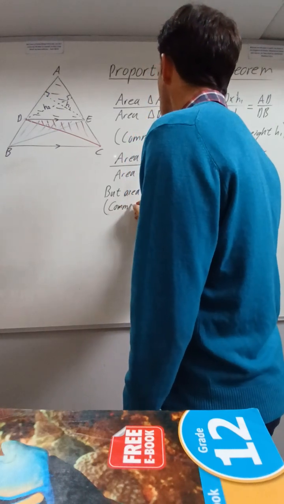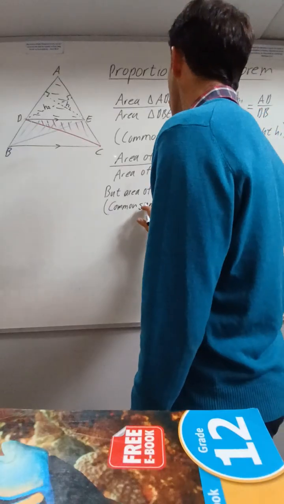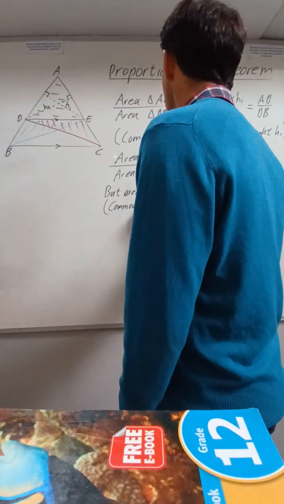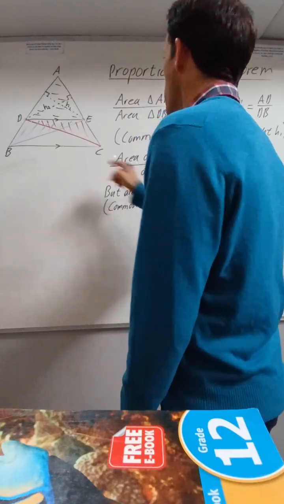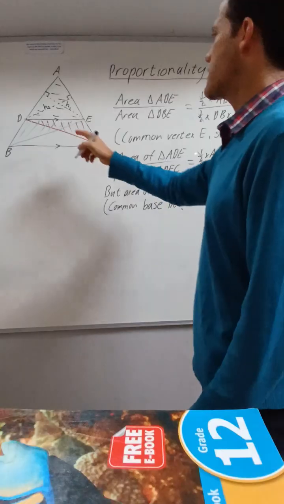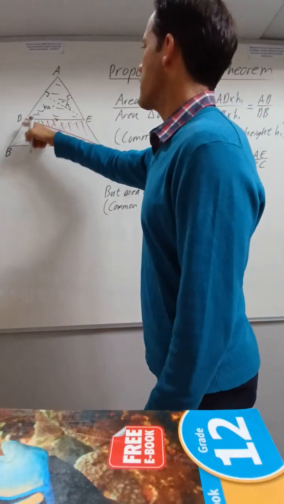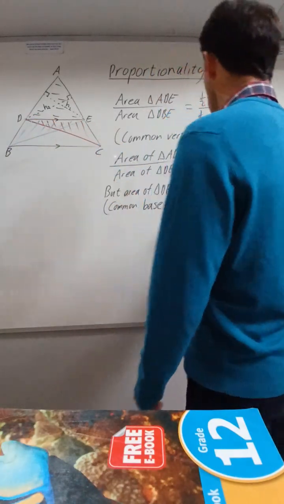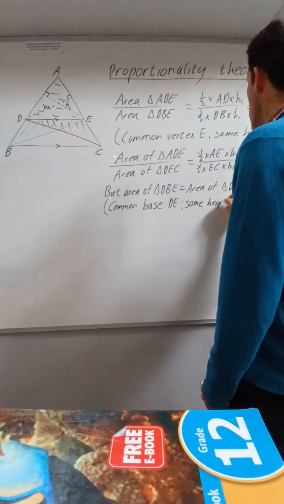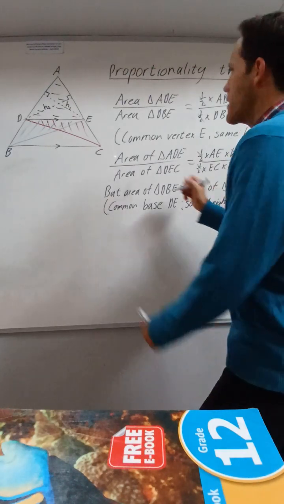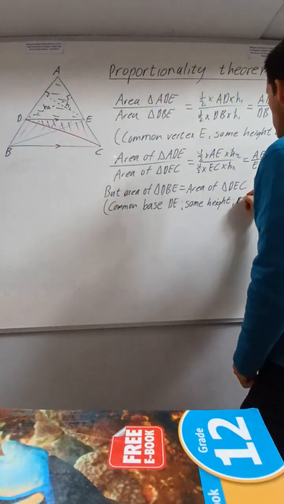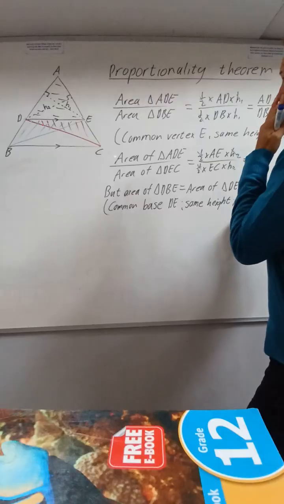Common base. Okay. Let's just write common base, I think it's better. They've got a common base, which is DE, and they've got the same height. Okay, this triangle and that one have the same height. Why do they have the same height? Because they're between the same parallel lines. DE is parallel to BC.